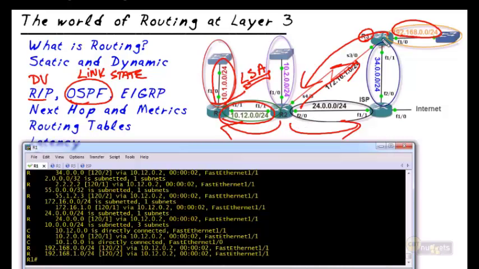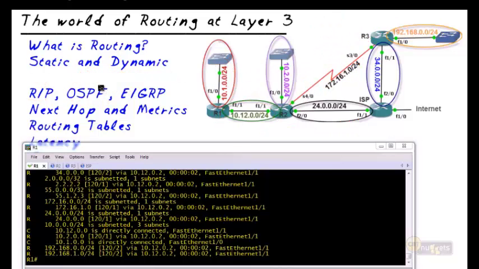And then R3 can use his own calculations, called an SPF, shortest path first calculation, to determine the best way to get to each destination device. And that's what OSPF does. OSPF is an example of a link state routing protocol. And because it also is very easy to configure, let's go ahead and do it.